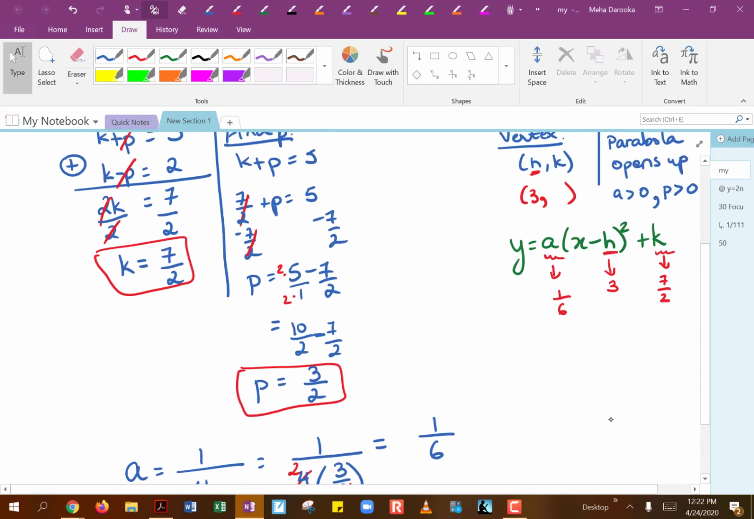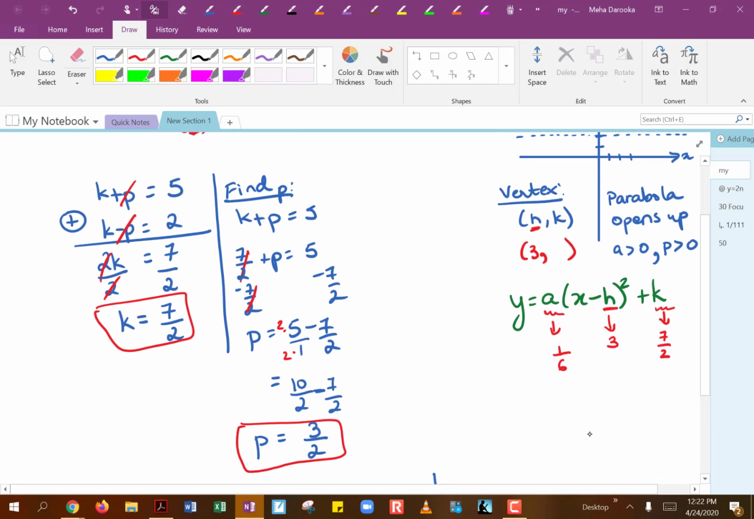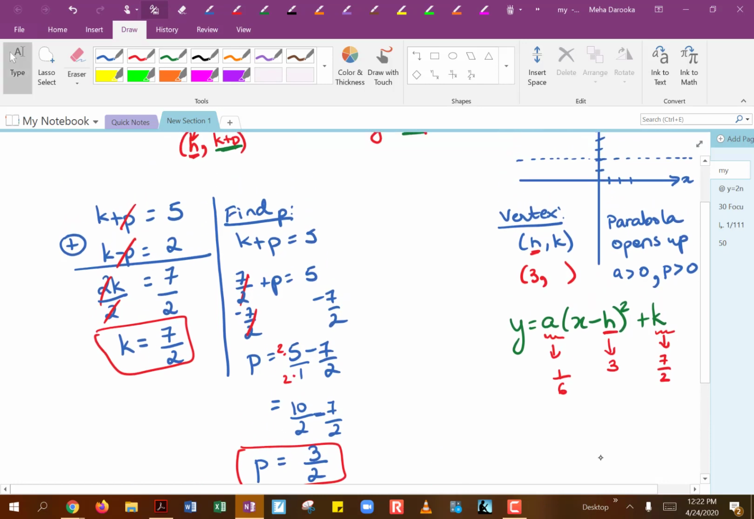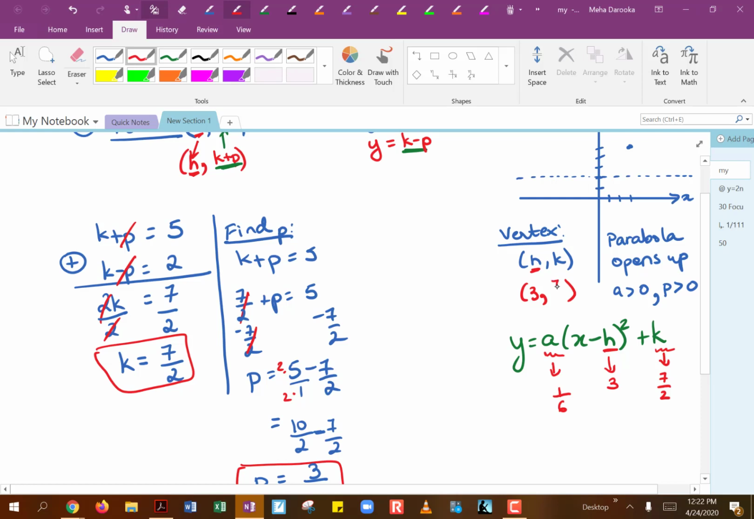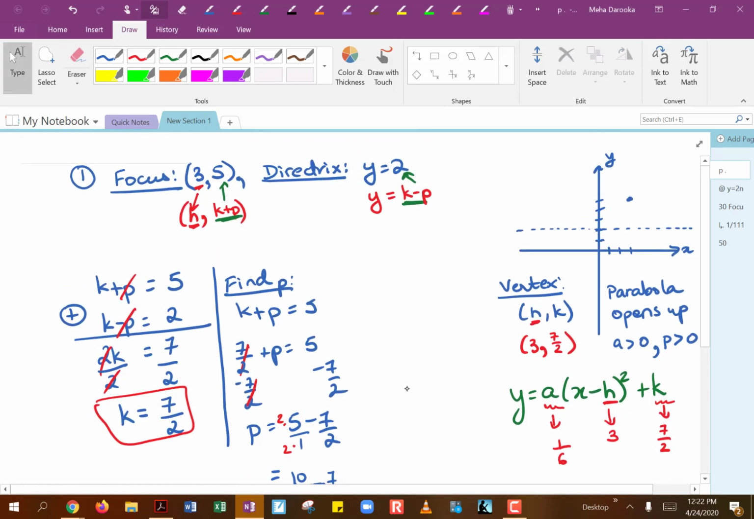So once you have all your a, h, and k, you are ready to find what your equation is going to be. And since we already know our k value is 7 halves, that means we also know where our vertex is going to be. And your vertex is going to be at positive 3. And 7 halves is, of course, 3.5. So right here, halfway between the directrix and the focus is going to be your vertex. So this is kind of where that parabola would be at. Now, of course, we don't know the graph of it, so I'm not going to graph the entire thing, but this at least gives you an idea of what the graph would end up looking like.